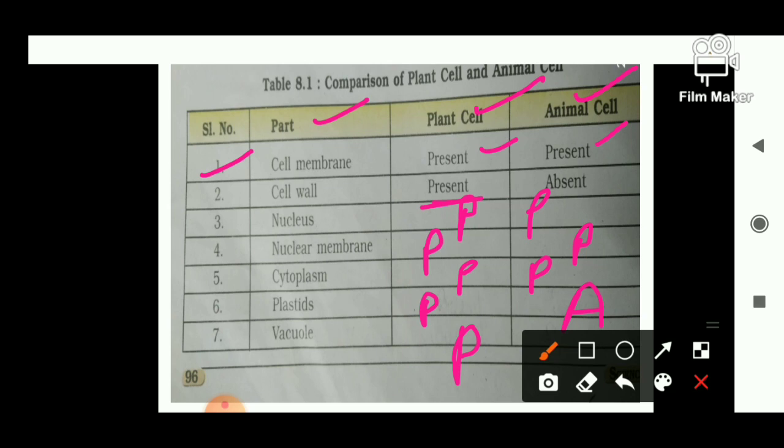Okay, then this was the last topic of the chapter. Now the chapter is finished.